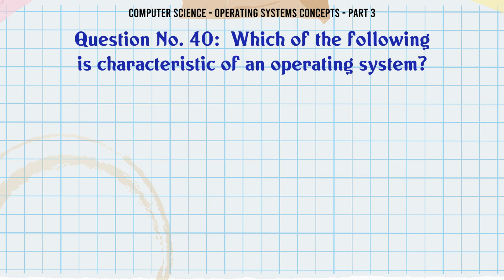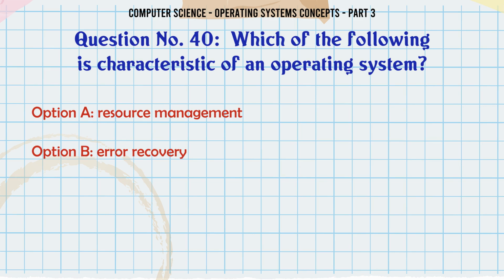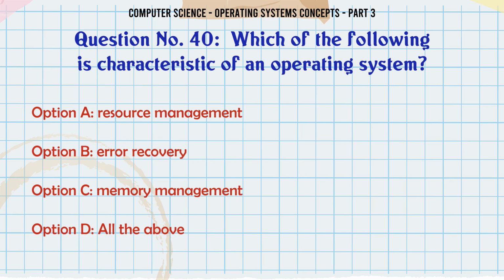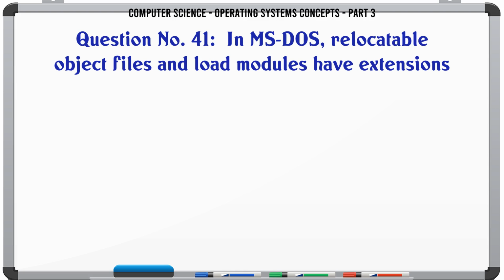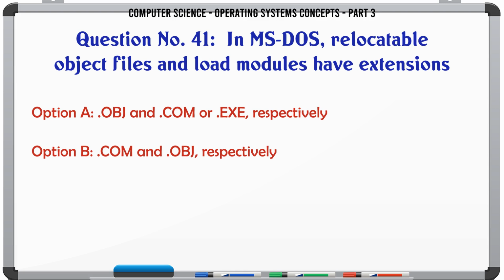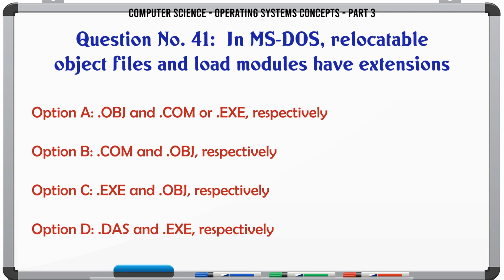Which of the following is characteristic of an operating system? A. Resource management, B. Error recovery, C. Memory management, D. All the above. The correct answer is all the above.